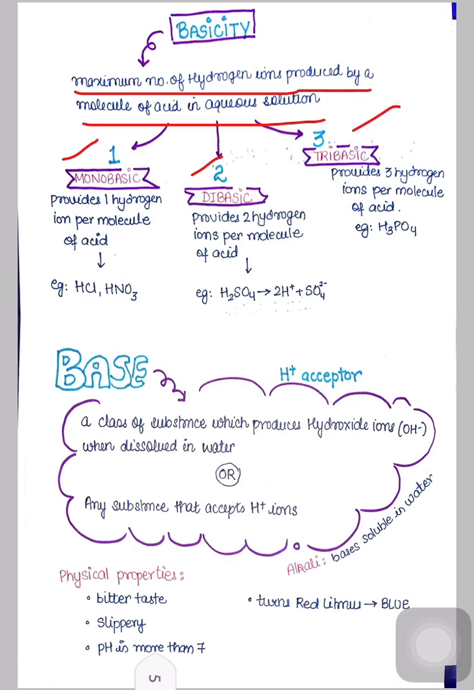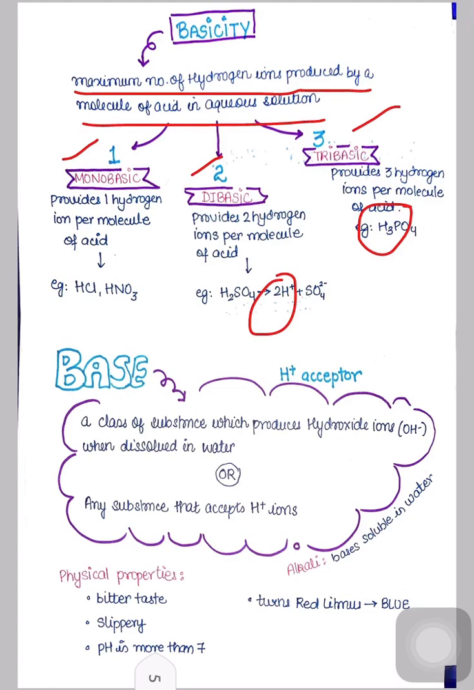So coming to the examples, for example HCl. HCl will dissociate to give you an H positive ion and a Cl negative ion. So it is giving you a single H positive ion, so it is monobasic in nature. Moving forward to dibasic, sulfuric acid. Sulfuric acid, when it dissociates or ionizes, gives you 2 H positive ions and a sulfate ion. As it is giving 2 H positive ions, it is dibasic in nature, or its basicity is 2. Coming forward to tribasic, we have phosphoric acid. It is giving 3 H positive ions, so it is tribasic in nature.